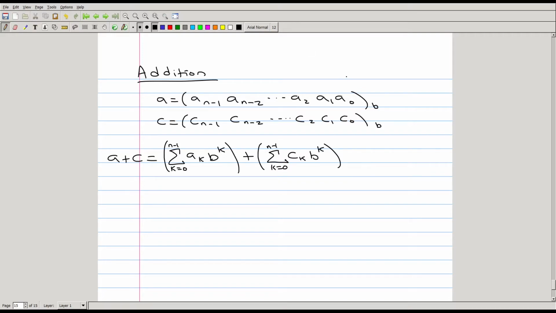And it's important through all of this that you remember these numbers have to all be strictly less than b. Same thing with the c_k's, they have to be strictly less than b, because they're the digits of our number in the base b representation.